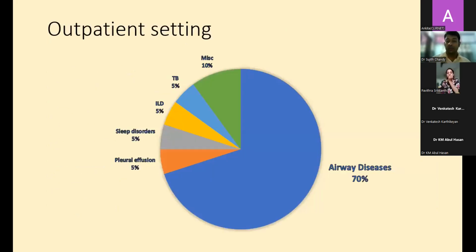Like I mentioned, the bulk of diseases that we see, the bread and butter disease that we see, is airway diseases like asthma and COPD. Like any specialty, if you take neurology, migraine would be a bread and butter disease. If you take medicine, it would be diabetes and hypertension. Similarly, we also have a bread and butter disease, that is airway diseases. The other diseases occupy a fairly lesser amount in our OPD.